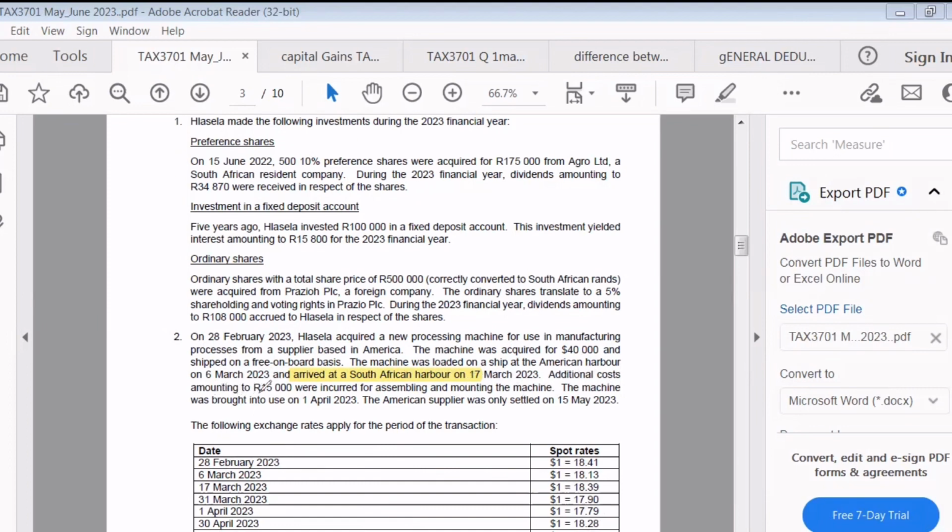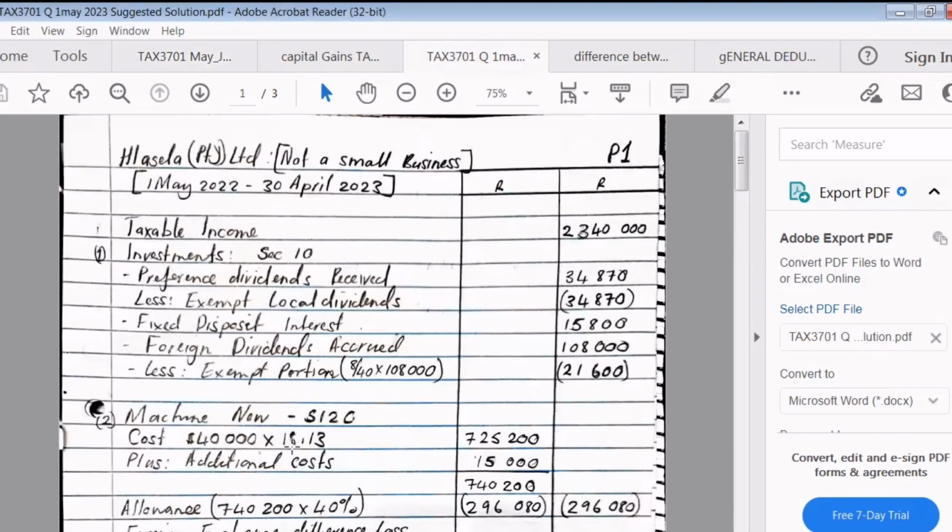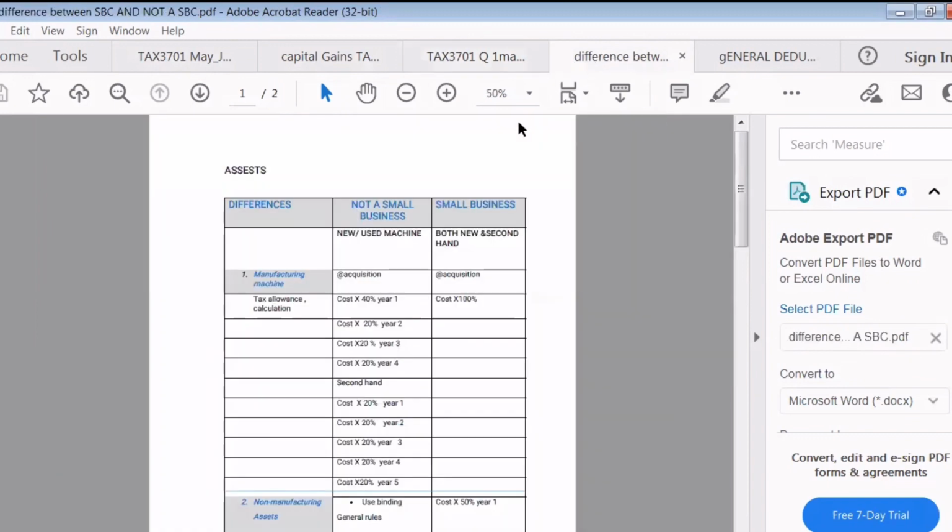Additional costs amounting to 15,000 were incurred for assembling and mounting the machine. So these are the costs to capitalize because they form part of the cost. Without this cost being incurred, the asset was not going to be ready for use as intended by management. So we also capitalize that cost. You add it to the amount that you get when you multiply the spot rate and 40,000. There you go, 40,000 US multiplied by 18,13. You add the additional costs, then you get a new cost of 740,200.